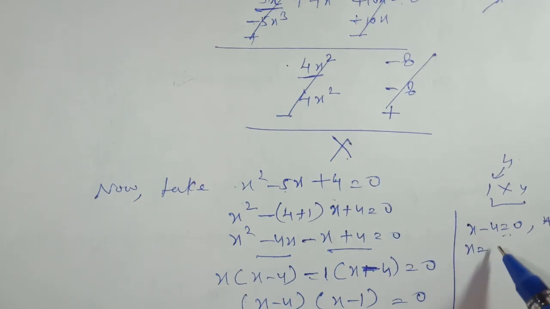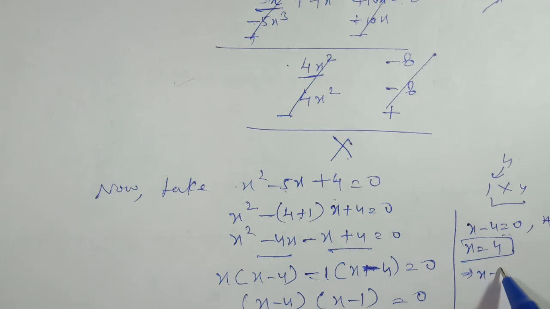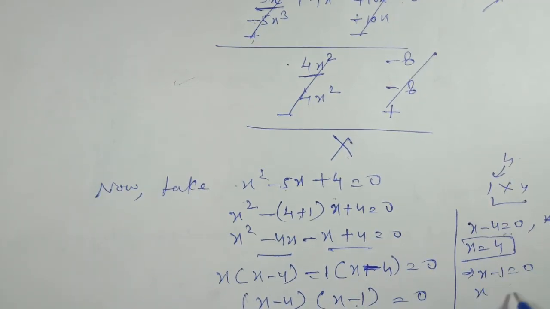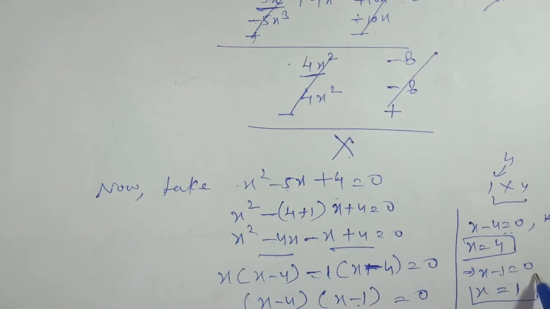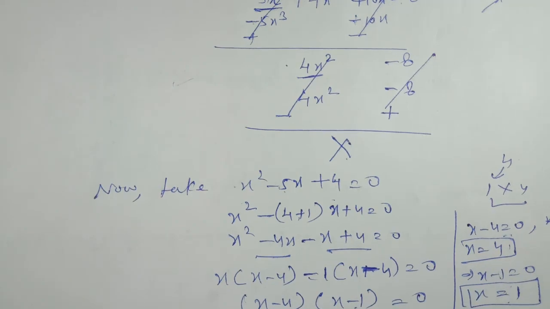This will give x is equal to 4. And another, this also implies that x minus 1 is equal to 0. Second, we are taking x minus 1 equal to 0, transpose 1 to the other side, so it will be plus. So this way we can find the other zeros. 2 zeros are these and 2 zeros are given, so in total we have 4 zeros.